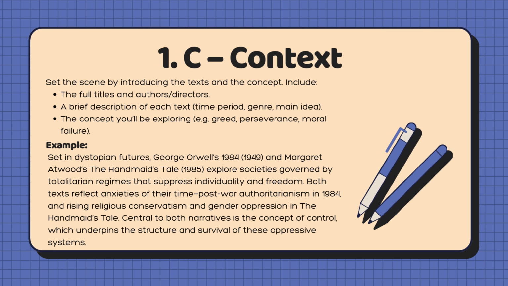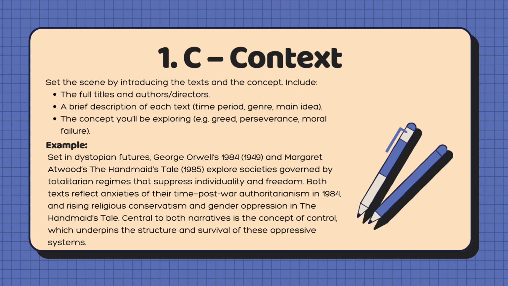On the screen, you can see my example. My example is set in dystopian futures. George Orwell's 1984 and Margaret Atwood's The Handmaid's Tale explore societies governed by totalitarian regimes that suppress individuality and freedom. Both texts reflect anxieties of their time. We have post-war authoritarianism in 1984 and rising religious conservatism and gender oppression in The Handmaid's Tale. Central to both narratives is the concept of control, which underpins the structure and survival of these oppressive systems.